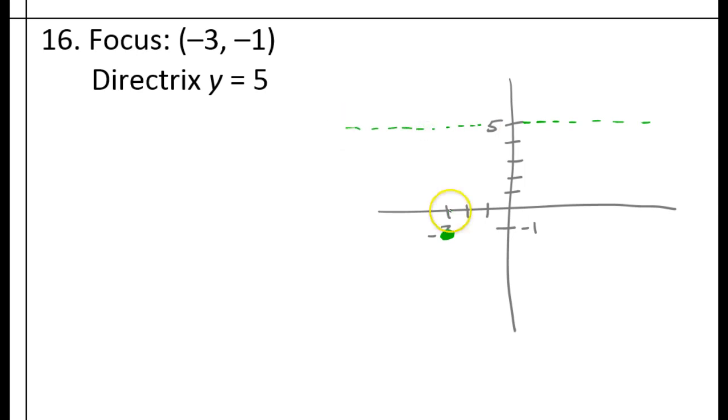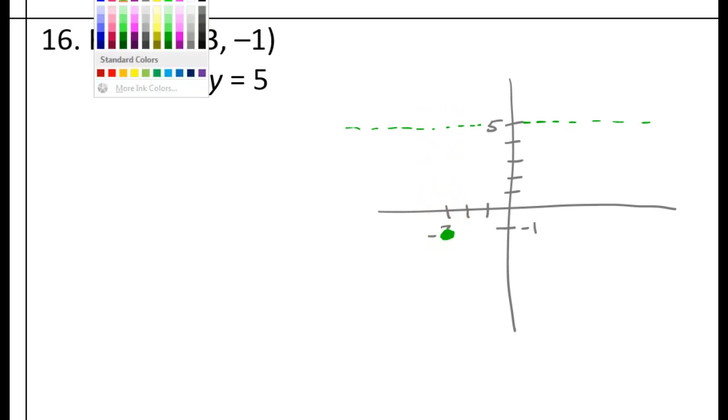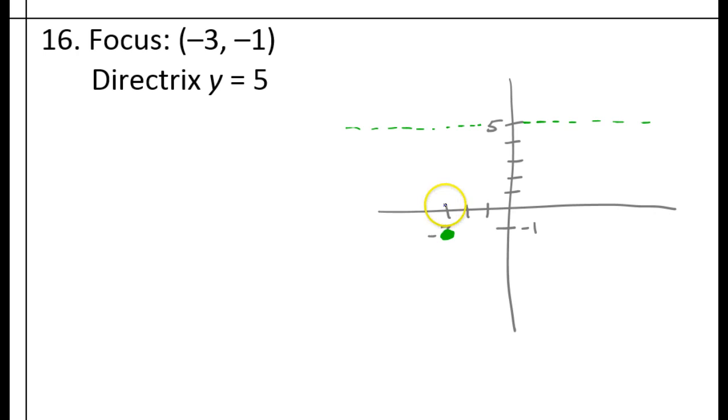Okay, the vertex should be halfway between the directrix and the focus. Okay, so it's going to be lined up with the focus at -3. Let's see, these are 6 apart. 5 up, 1 down. That's 6 apart. So if I go down 3, that should be right in the middle. So if my vertex was here, that would work. So this would be -3, 2. That's my vertex. Alright, if I go from 2 to 5, that's 3. From 2 to -1, that's also 3. So it's right in the middle.